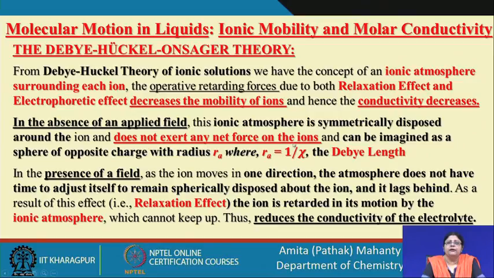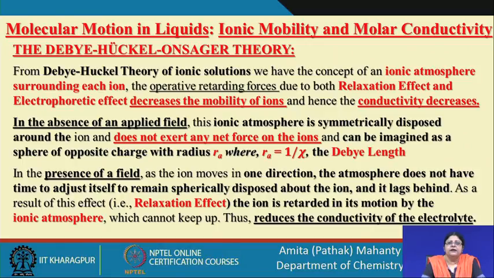So, the radius r of that sort of an ion will be taken to be 1 by chi, where chi is the Debye length. Now, in the presence of a field, as the ions start moving in one direction, the atmosphere does not have time to adjust itself to remain spherically disposed around the ion, and it lags behind. As a result, we have the effect we call the relaxation effect or asymmetric effect.